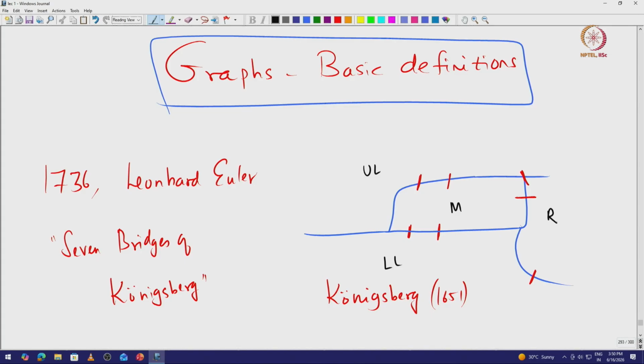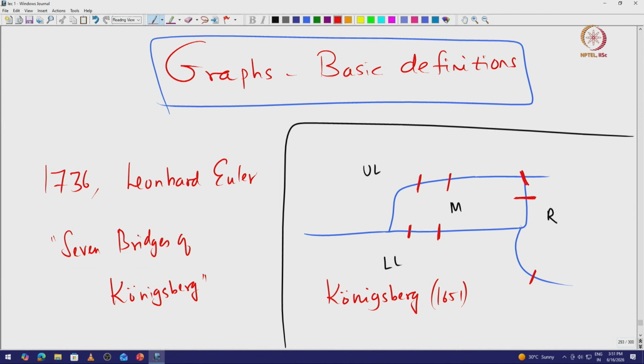So, it is a rough map that I have tried to draw here. These blue lines are the river that was passing there, and these red lines are the bridges that were built on this river.